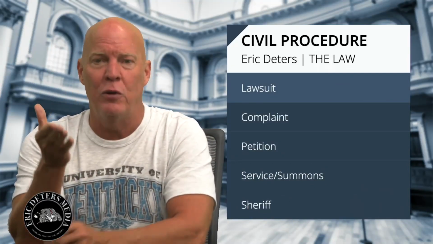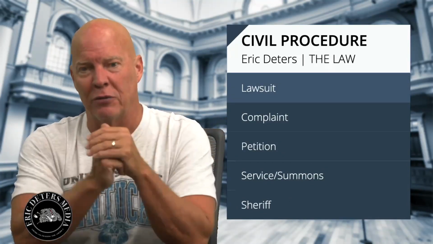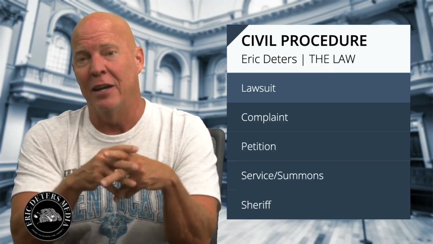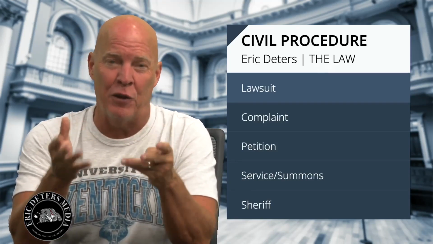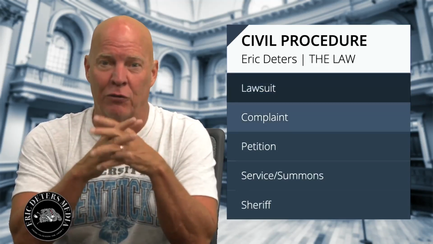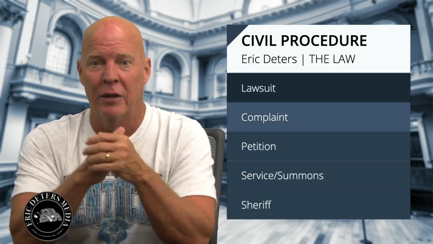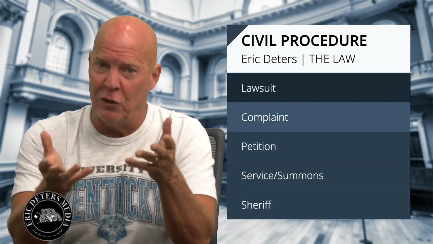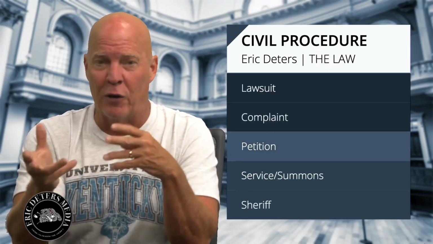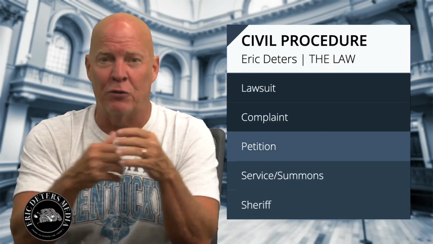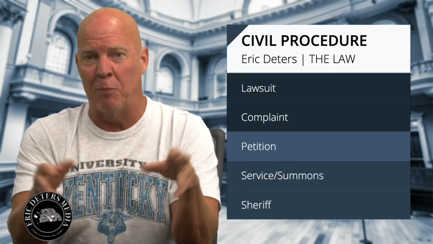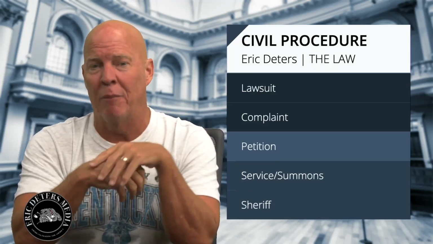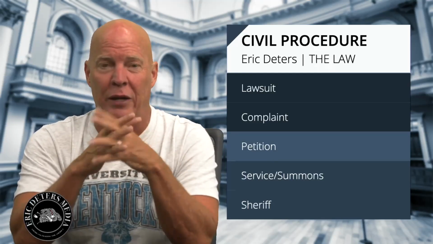A lawsuit is what begins the process, and it's also called a complaint. That's actually the official name of a lawsuit. It's called a complaint. Sometimes they're also called petitions. There's different avenues, depending on what you're doing, like a petition to dissolve a piece of property and divide a piece of property up. It's called a petition instead of complaint.